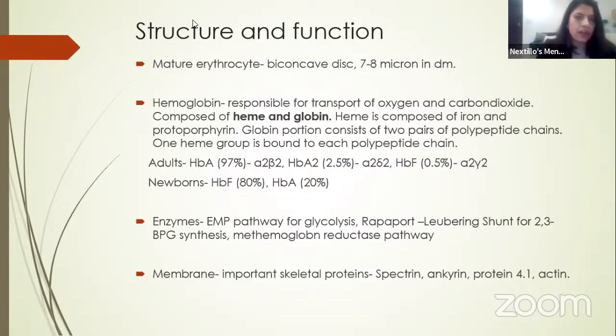Great. So let me repeat the important things that you may have missed. The size of the RBCs is about 7 to 8 micron. It is a biconcave disc. Hemoglobin consists of two parts, a heme portion and a globin portion. Heme is composed of iron and protoporphyrin, whereas globin has 4 polypeptide chains. That means 2 pairs of polypeptides.